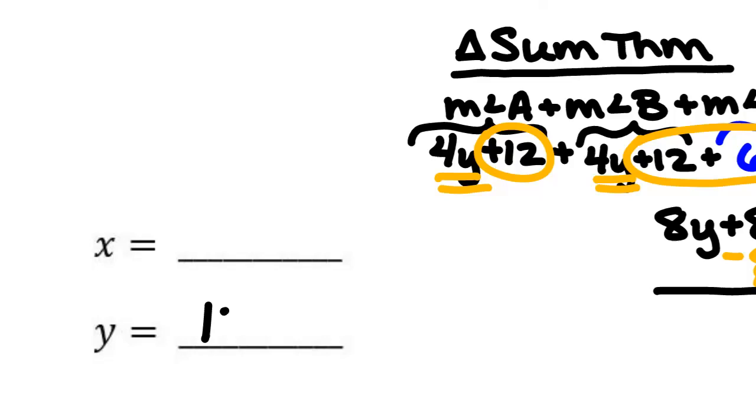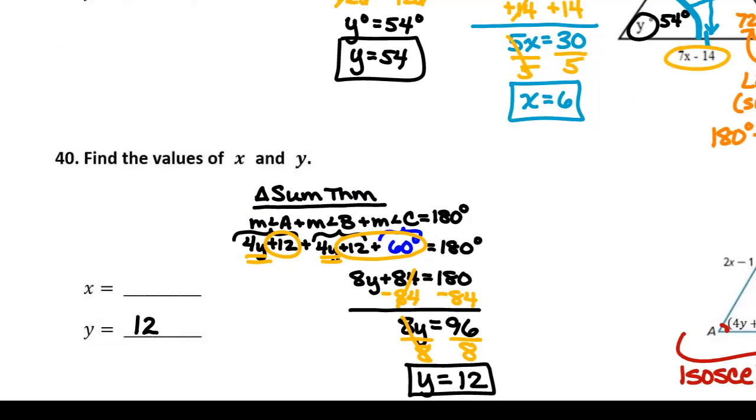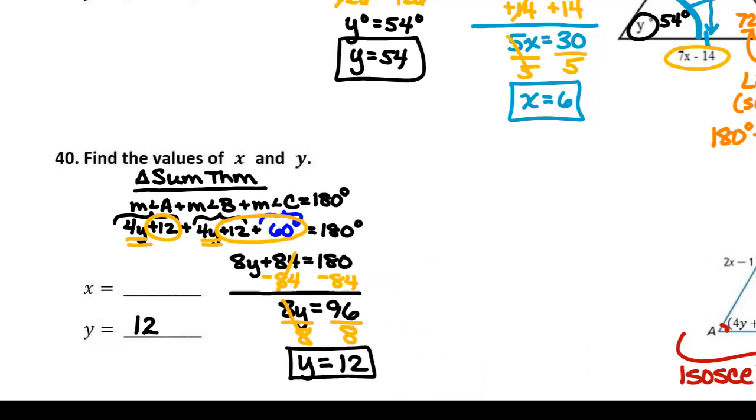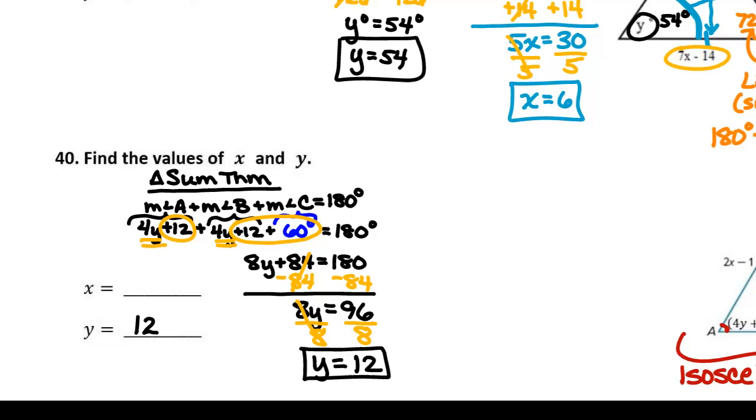I didn't do x because I don't have enough information to find x. I needed to find my angles first to figure out what I was going to do about those sides. Let me scoot all of this over a little bit so that I have room for us to find x. All right, so to find x, I have to know whether or not these two sides are congruent. I know these two sides are congruent. If these two sides are also congruent, then I can set those expressions equal.